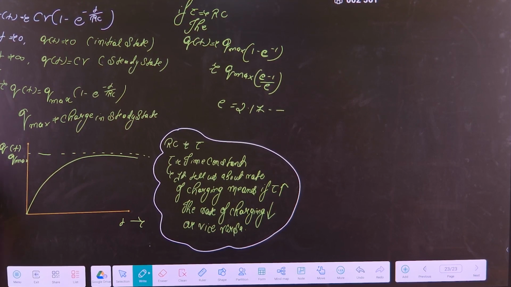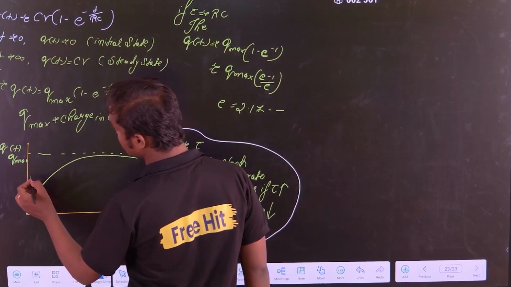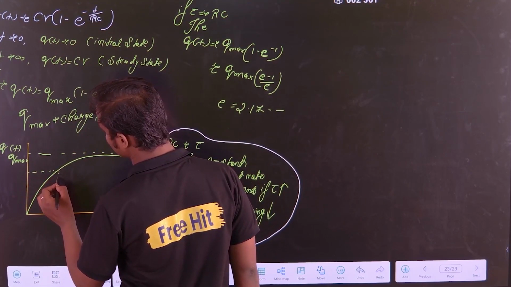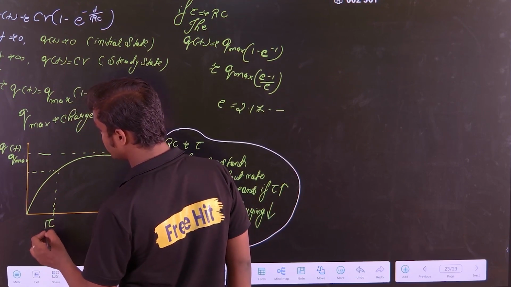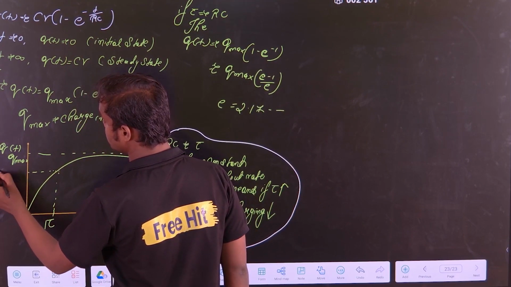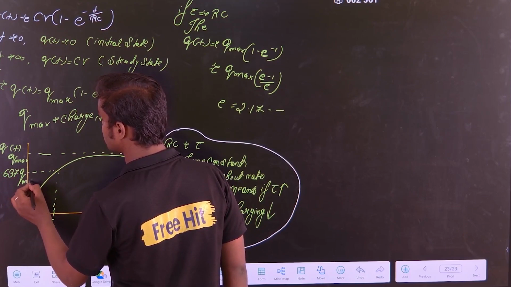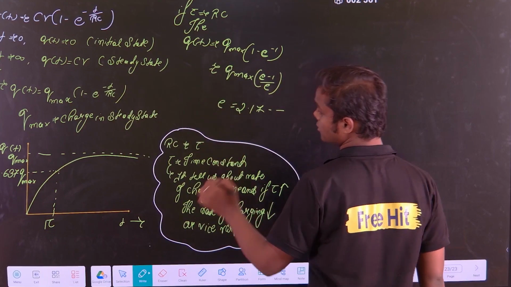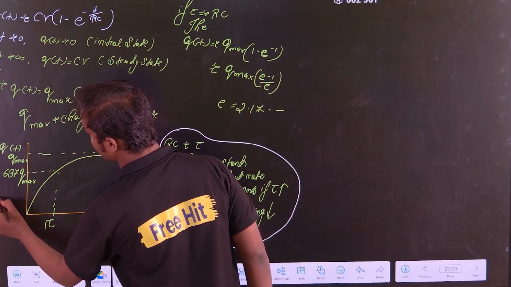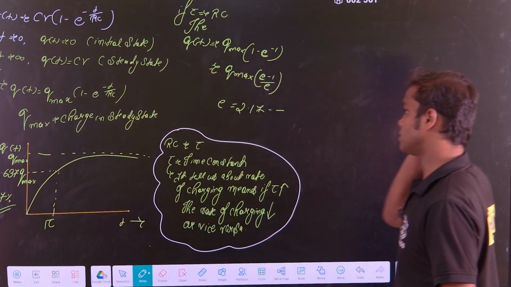What is this value you are getting? If you put here, what is the value you will get? Okay, 1 tau is defined as when my charge becomes 0.637 of Q max, or some people used to say it is 63.7%. Okay, like that. So that is the thing.